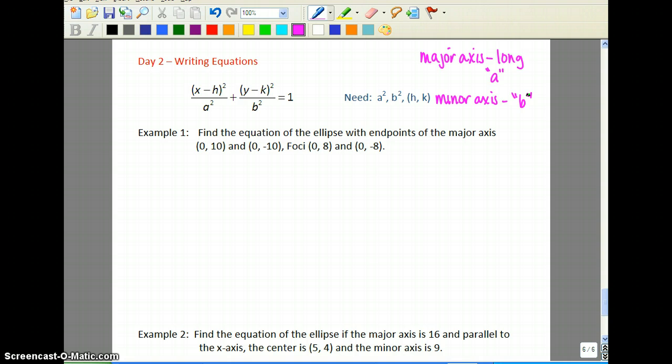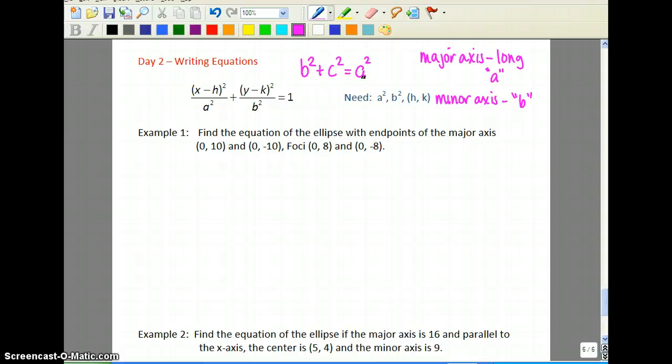We can also remember the equation b squared plus c squared equals a squared, and I remember that because a is always my longest unit, so you have to add to equal your longest one. So those are some things about ellipses that you need to remember in order to do these problems.